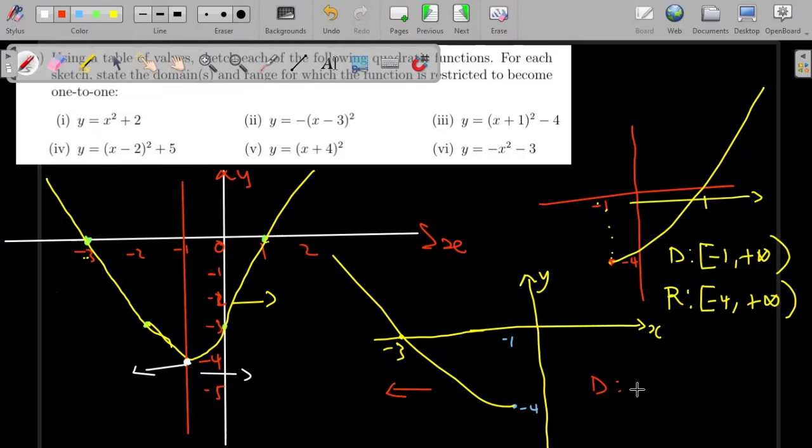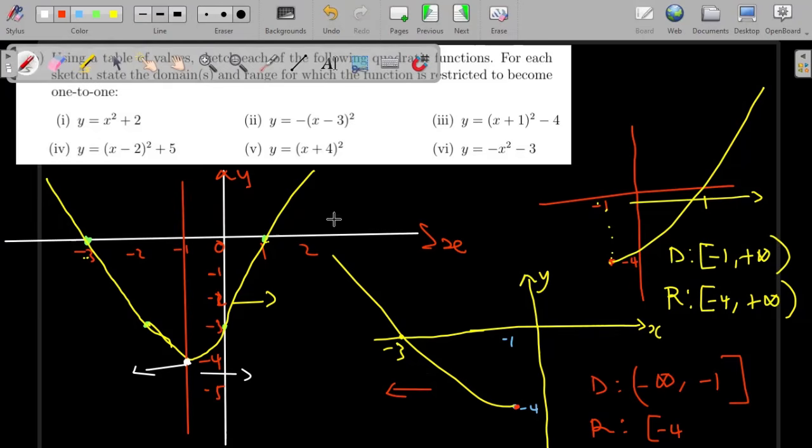So it goes all the way to -infinity. Okay, and then here it ends at -1. So -1 like that. Okay, so that's the domain for this guy here. And then the range doesn't change. Okay, still remains -4 because that's the lowest point here.